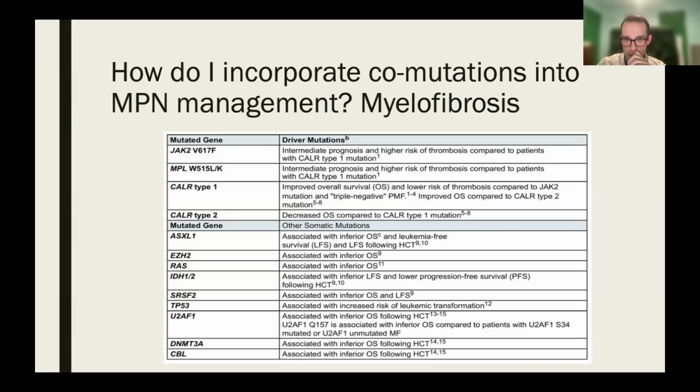These are a list from the NCCN, which is the National Comprehensive Cancer Network, of the most important co-mutations that we have in myelofibrosis. You can see here in the NCCN, they note this improved survival with CALR type 1, like we talked about before. And then this is a list of the co-mutations to keep in mind when you're looking at your genetic results.